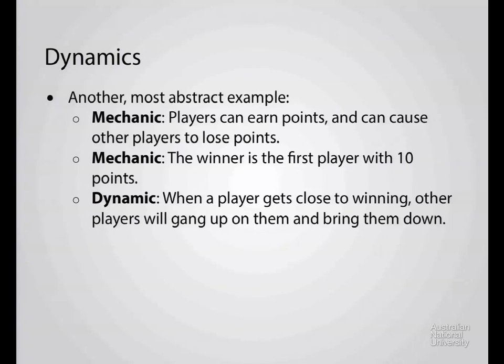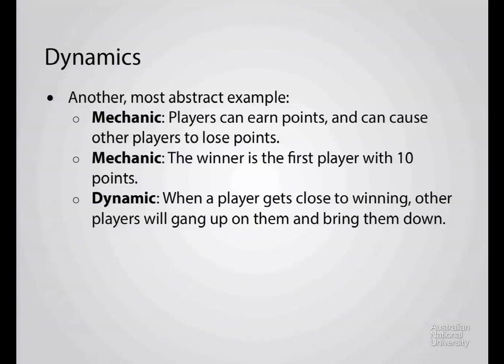Here's a more abstract example. Consider a game in which players can earn some points and can also cause other players to lose points. Now, this could be a racing game, or a shooting game, or any kind of game. You can earn points and you can make other people lose points. And if you also have a rule saying that the winner is the first person to get 10 points, then what's going to happen is people will fight amongst themselves, getting points, and then everyone's going to realize, oh, the person who is closest to winning is going to win and end the game. I want to win, so we'll all team up and take him down. Now again, the rules don't say you should do that, but it's going to happen anyway. So that's a dynamic.